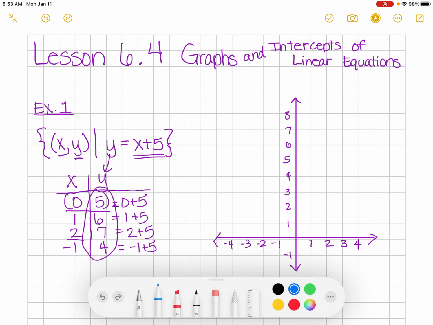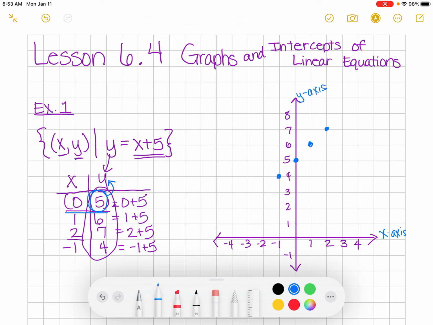Remember, the trick to graphing these when they have zeros in them is the number, not the 0, but the other number that's not 0. The 5 is in the Y section, so we're going to put it on the Y axis. Remember, this is the Y axis and the X axis. So now I know where my point goes. Okay, then I have 1, 6. I have 2, 7. And I have negative 1, 4.